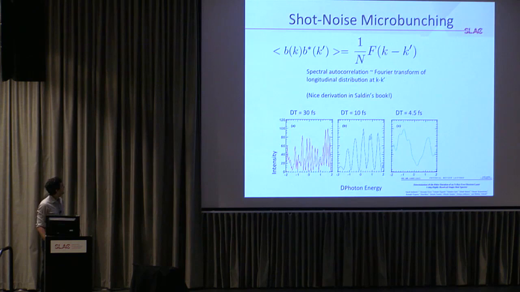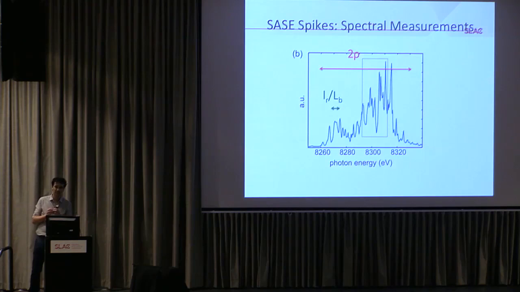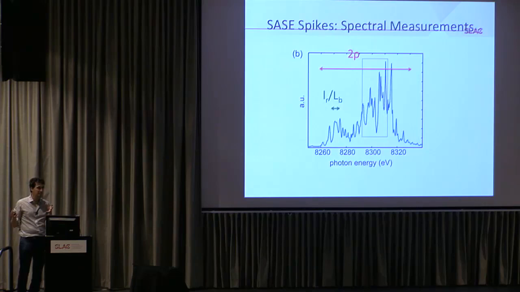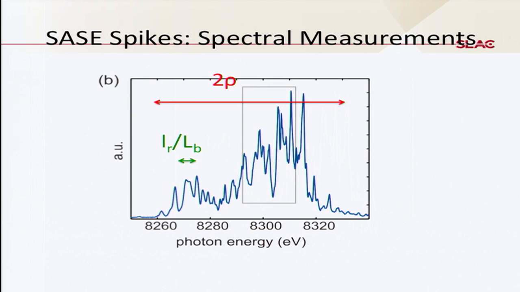Now, in general, this is called SASE. Your free electron laser starting from noise is called SASE. It stands for self-amplified spontaneous emission. And your spectrum in general looks like this. You have an envelope, and the width of the envelope is just the width of the amplification bandwidth of your system, so it's of order rho. But within this envelope, you have a number of narrow spikes. Their width is one over the bunch length.